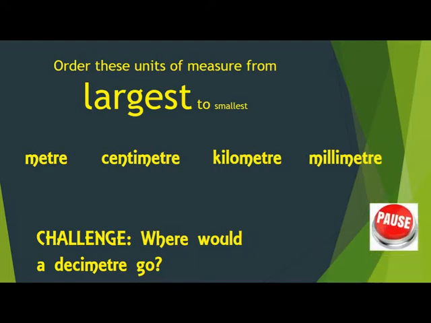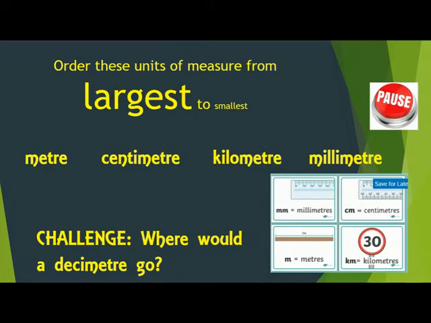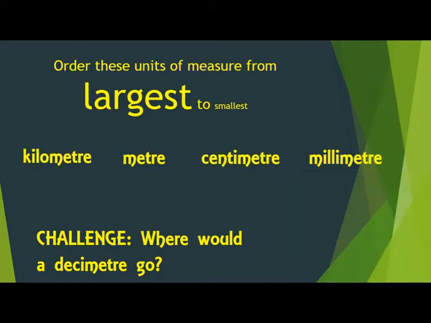Okay, so moving on. Oh, and just a quick reminder that millimetres is abbreviated to mm, centimetres to cm, metres to m, and kilometres to km. So moving on, you should have this order. Kilometre is the largest, a metre second, then centimetre, then millimetre.